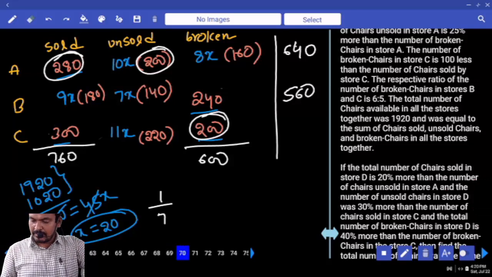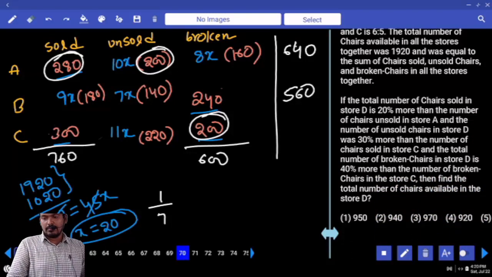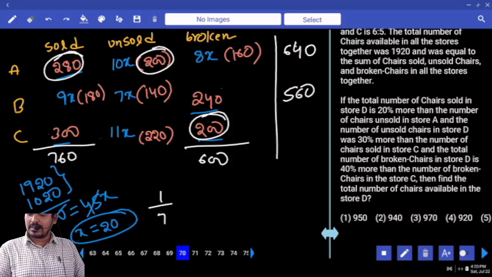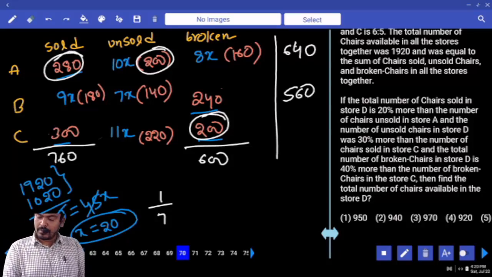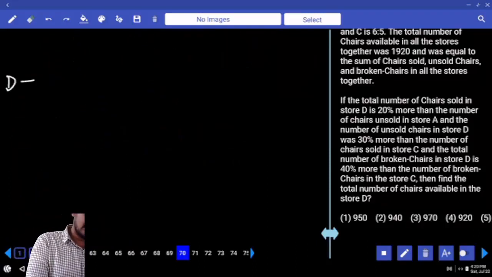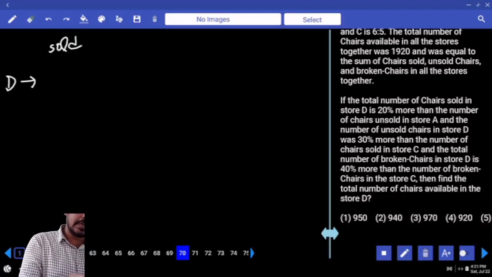Next question, number 70. If the total number of chairs sold in store D is 20% more than the number of chairs unsold in store A, and the number of unsold chairs in store D was 30% more than the number of chairs sold in store C, and the total number of broken chairs in store D is 40% more than the number of broken chairs in store C, find the total number of chairs available in store D. Here store D also has 3 categories: sold, unsold and broken.